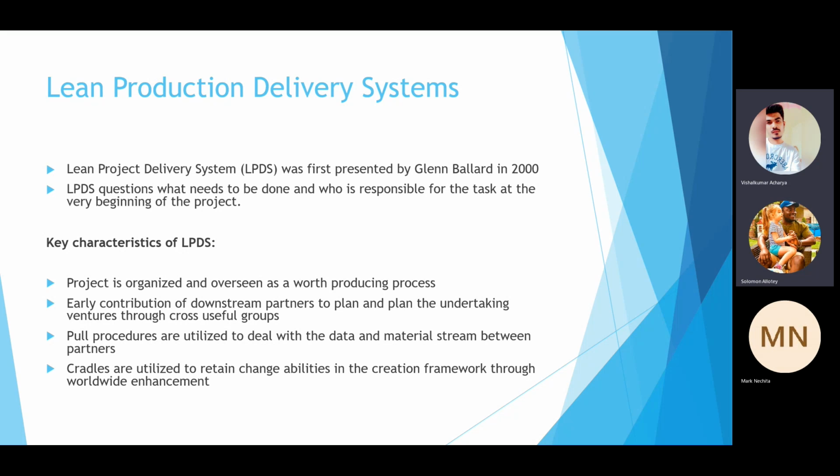process. There is early contribution of downstream partners to plan the undertaking through cross-functional groups. Pull procedures are utilized to manage the information and material flow between partners. Buffers are utilized to retain changeability in a certain framework through global optimizations. So this is all about the lean project delivery system.